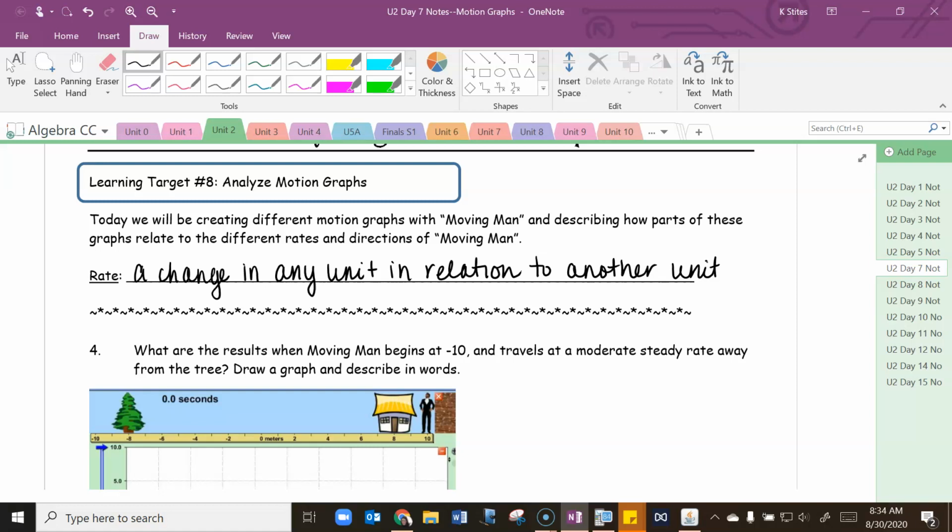So rates are things that we've actually seen before. Feet per second, that's a unit we'll be using today. Miles per hour, okay, that's another unit that we'll use to describe rate. Maybe dollars per day. All right, all of these are types of units.